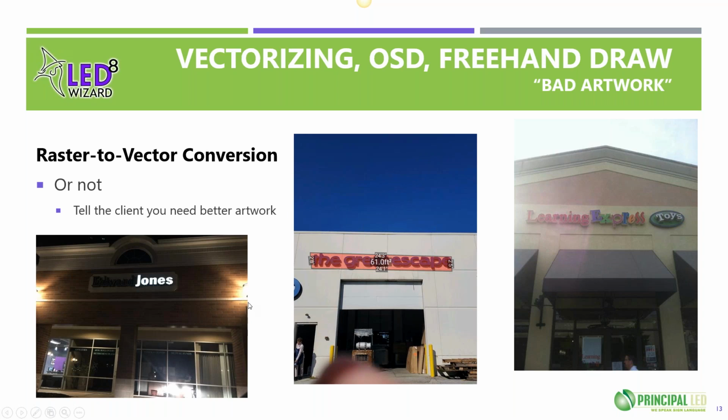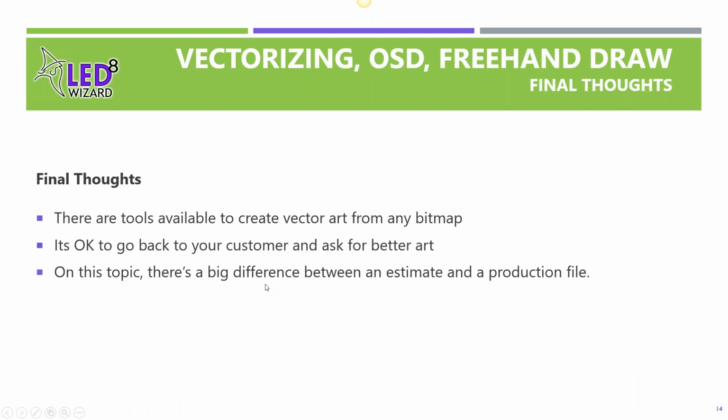Anyway, so again, I think that we've all seen a pretty big range of artwork, but a little bit of reworking some of that artwork can help us to get better results. So final thoughts before I go into the software here. I think the software has tools to create vector art from any bitmap, really. You just have to interpret it, utilize the tools. Again, go back to your customer and ask for better art if you think that you're not able to make a good estimate from what you're given.